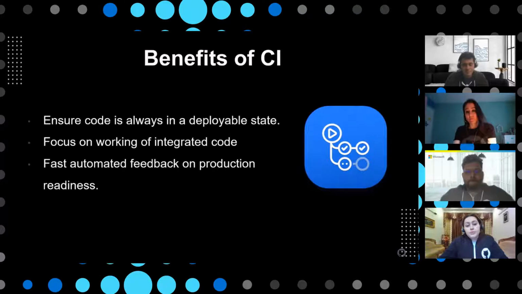With CI, we are able to get fast automated feedback on production readiness, and we know if the releases can happen in a sustainable manner. It also means that deployment becomes a business decision rather than a technical one. The moment a business owner says, okay, I want this feature to be delivered, we are ready to deliver it. So Beste, I hope this helps you understand what CI is and what the various benefits are. Definitely. Thank you.